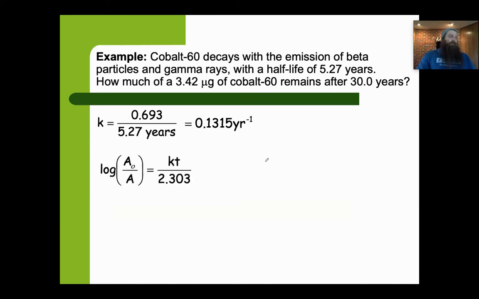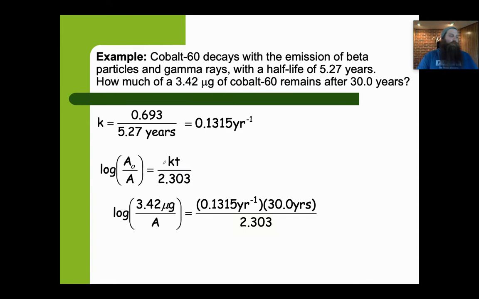The second thing I need to do is use my integrated rate equation. And literally all I'm doing is plugging in variables from the problem. It looks complicated, but it's really not. So let's go through the problem and see if we can figure this out. A sub 0 is the amount of starting material. It says how much of a 3.42 microgram sample of cobalt will remain after 30 years. So this is what I'm starting with, so it's A sub 0, the amount when time equals 0.